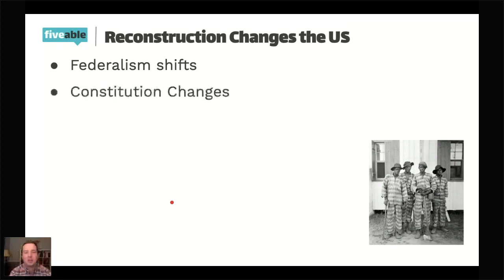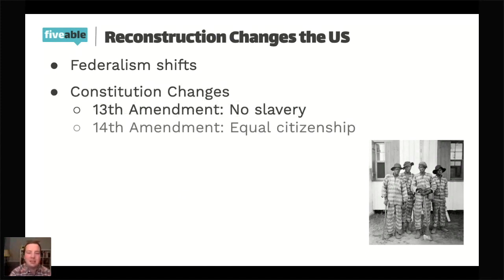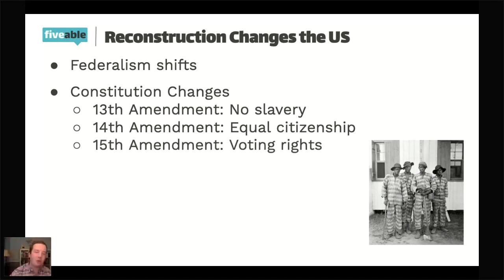Speaking of constitutional changes, we have three big constitutional amendments that you absolutely must know from this time period. The 13th Amendment that says no slavery, passed in 1865. The 14th Amendment, equal citizenship, 1868. Equal citizenship under the law. Everyone born in the United States is a citizen, birthright citizenship, except for Native Americans, and they're supposed to be treated equally under the law. Then the 15th Amendment says you can have voting rights for black males, sort of.